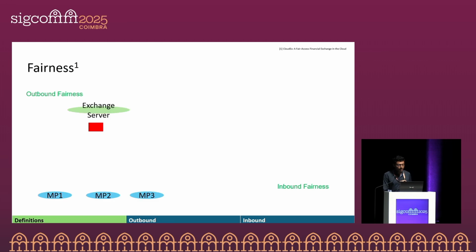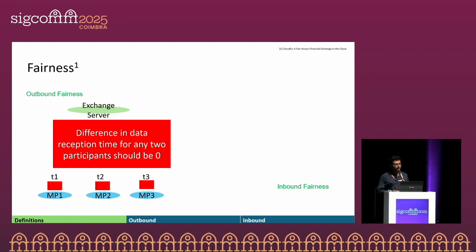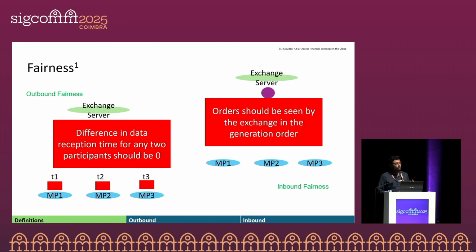So the classic definition of outbound fairness is that when an exchange server creates a piece of market data and wants to broadcast it to all the participants, these participants must receive that piece of data at exactly the same time. So the difference in the reception time must be 0. On the inbound side, when market participants create their orders at various points in time, the exchange server should then be seeing those orders exactly in the sequence in which they were generated.